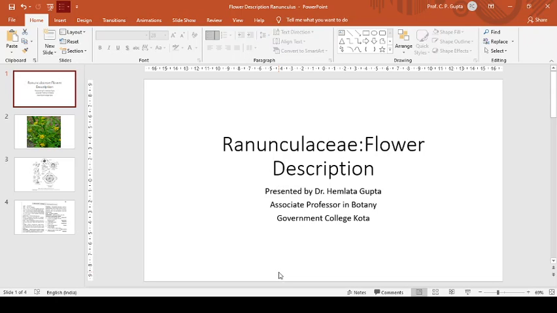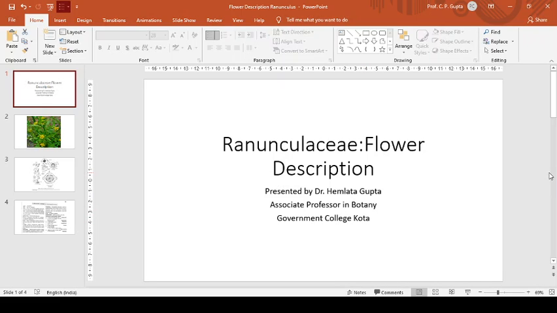Ranunculales, one of the most primitive families of angiosperms. Today we will discuss one flower from Ranunculales, that is Ranunculus sceleratus, in the series of flower description, for practical purposes for MSc Botany Semester 3 students, for the paper Taxonomy of Angiosperms.